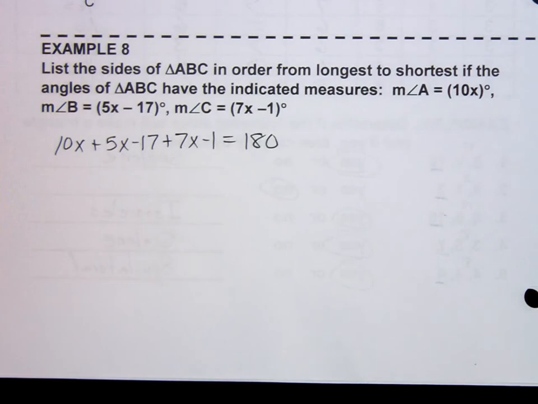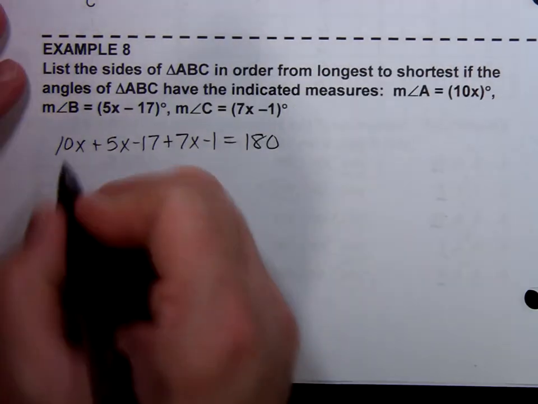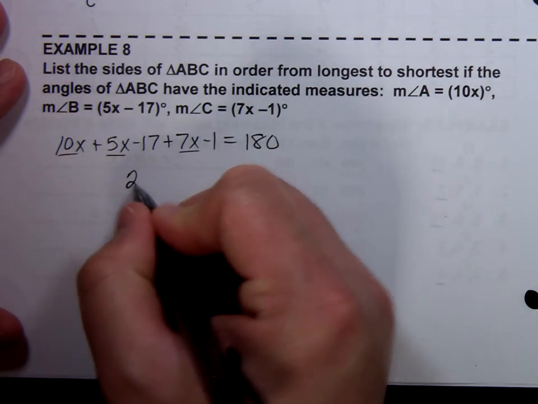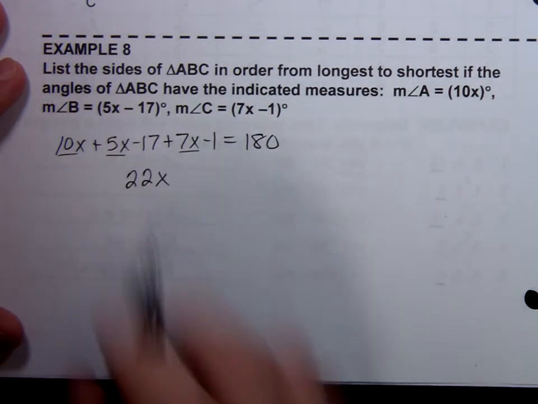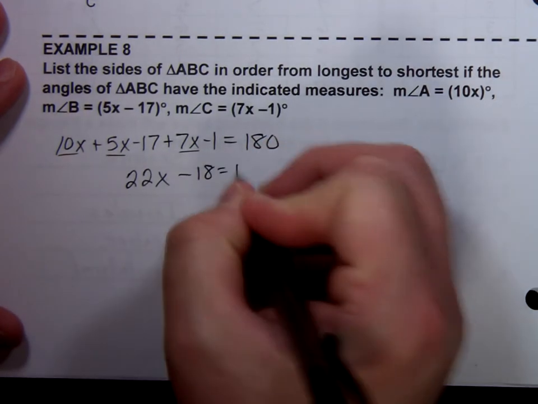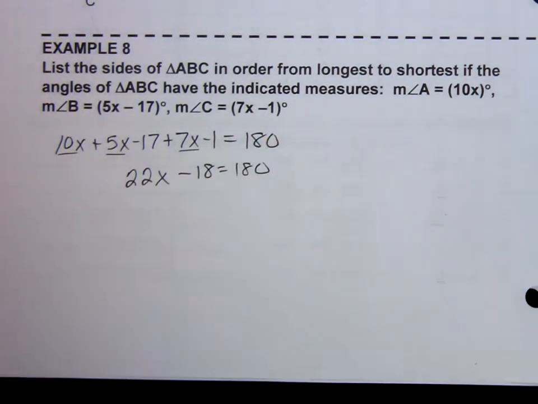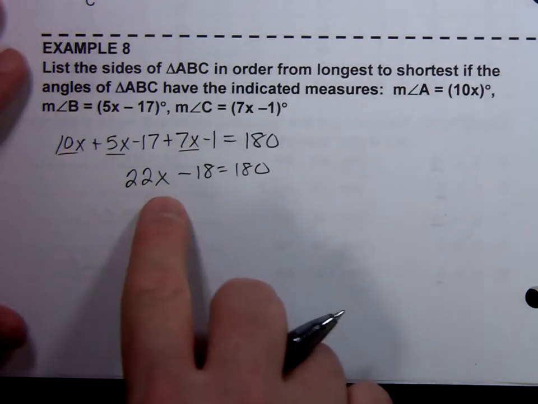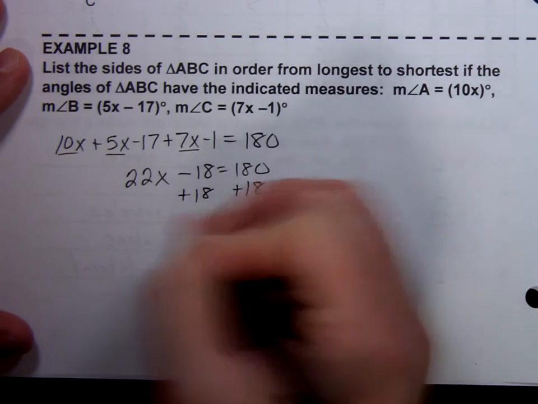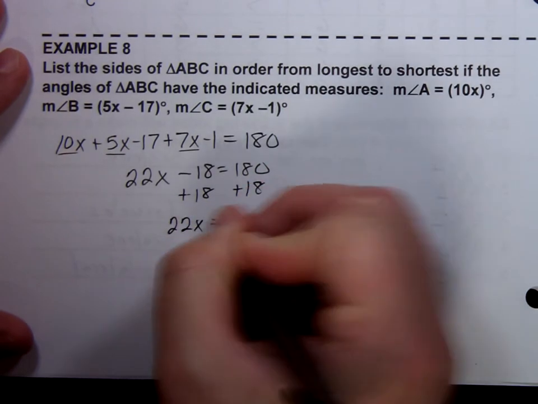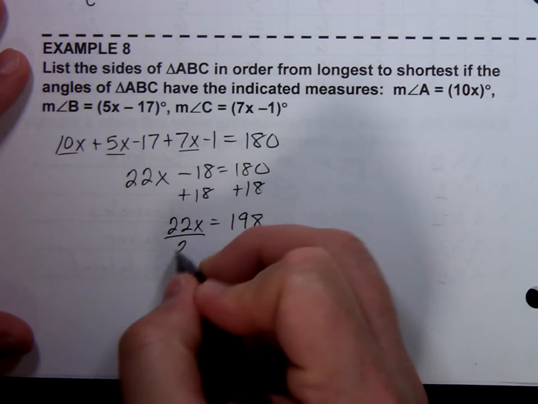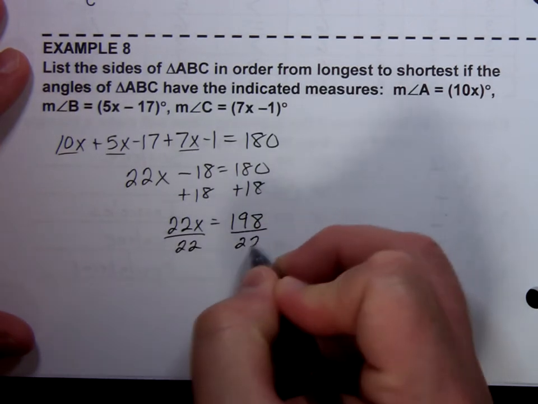So there's the equation. We combine like terms, so I got 10 and 5 is 15, plus 7 more is 22, so I got 22 x's. Then I have negative 17 and negative 1, so that's a negative 18. Okay, now we want to get x all by itself. Got to get rid of this 18. It's being subtracted, so I'll do the opposite operation and add it. And then we want to get rid of that 22. X is being multiplied by 22, so we'll divide by 22.